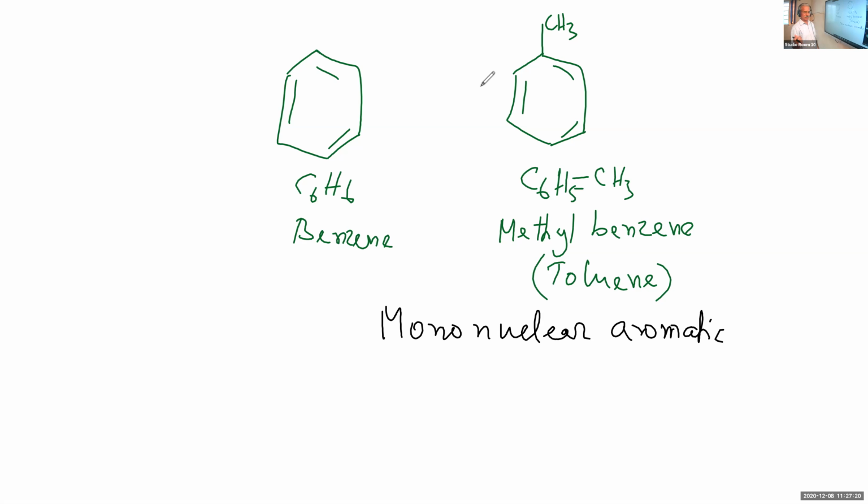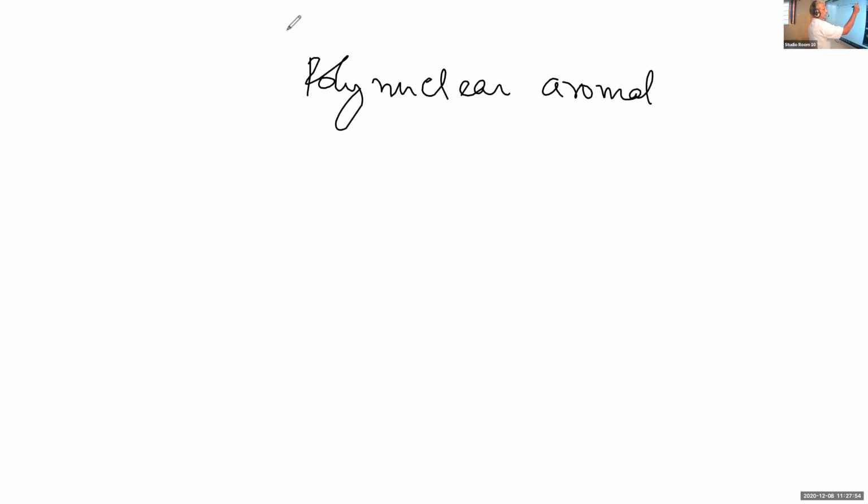Let us take some more examples for polynuclear systems. In the polynuclear aromatic compounds, as we have seen already, there will be two or more rings fused together. They are called polynuclear aromatic compounds. For example, say two benzene rings are joined like this.